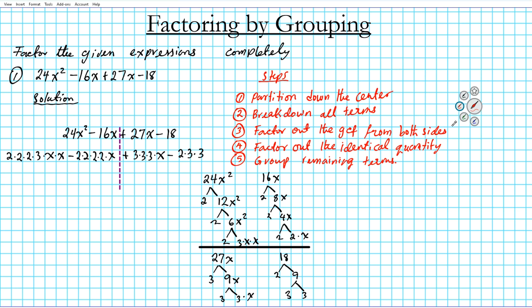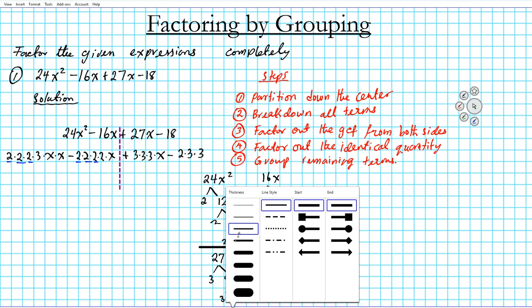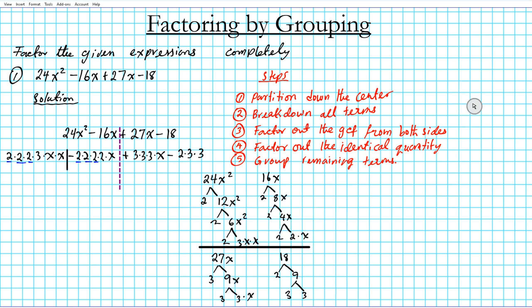What's common? I have a 2 and a 2. I have another 2 and another 2. And you have a 2 and a 2. Three 2's right there that are common. Let me put up another barrier here so you can see what's going on. So we're going to be factoring out the GCF from this side right here. We have three 2's that we can factor out, and then we can also factor out an x. So factor out an x and an x.